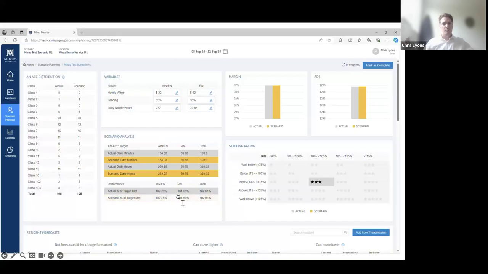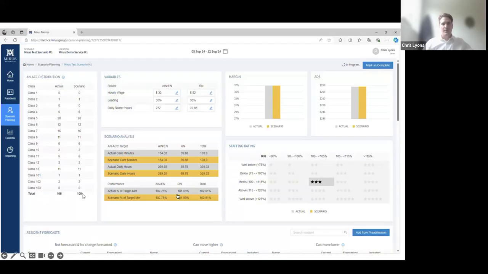The next question, which we had to put back to the provider, is what's your budgeted occupancy? Because yes, we might be delivering over our requirements, but are we at where we need to be for occupancy? In this scenario, we have 105 residents and the budgeted occupancy could be at 107.